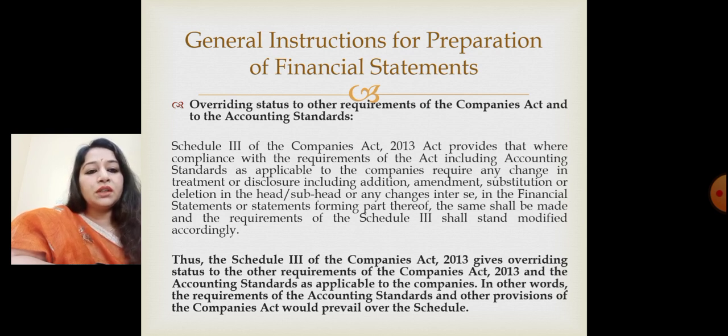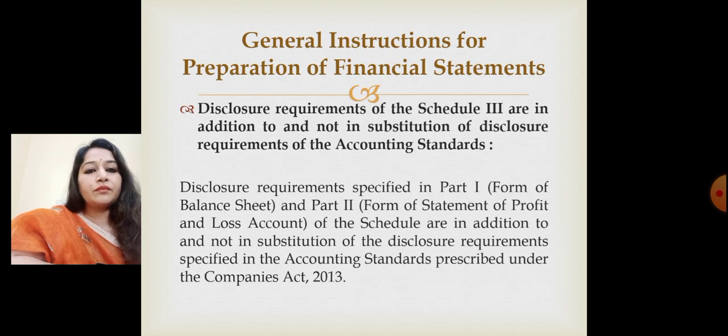Thus, Schedule 3 of the Companies Act 2013 gives overriding status to the other requirement of the Companies Act 2013 and accounting standard as applicable to the company. In other words, the requirement of the accounting standard and other provision of the Companies Act would prevail over the schedule.